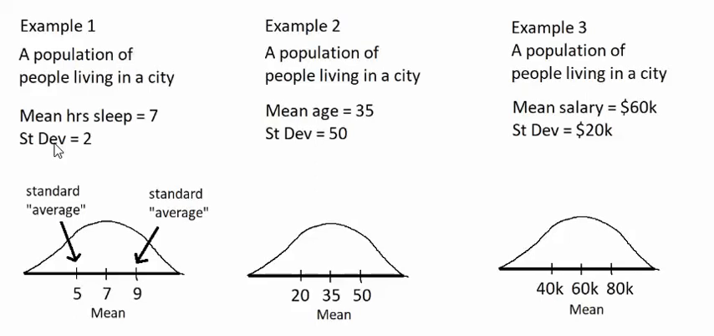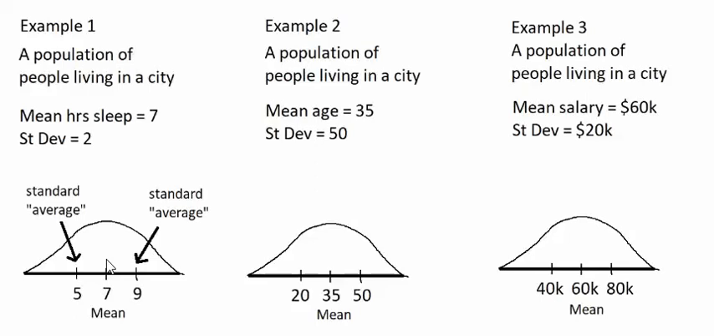And I just wanted to give a few hypothetical examples, just some imaginary examples, just to help get the idea down. In this first example, imagine a population of people living in a certain city. In this population, the mean or average hours of sleep is 7. That's at the center right here. And the standard deviation is 2. So what this means is in this population, it's typical or average for a person to be 2 away from the mean on either side.